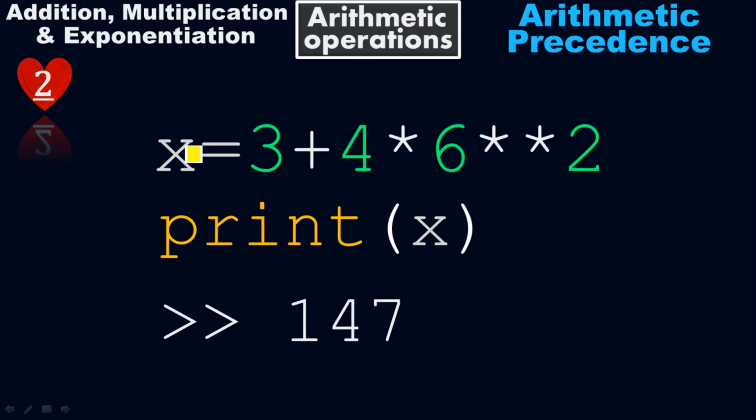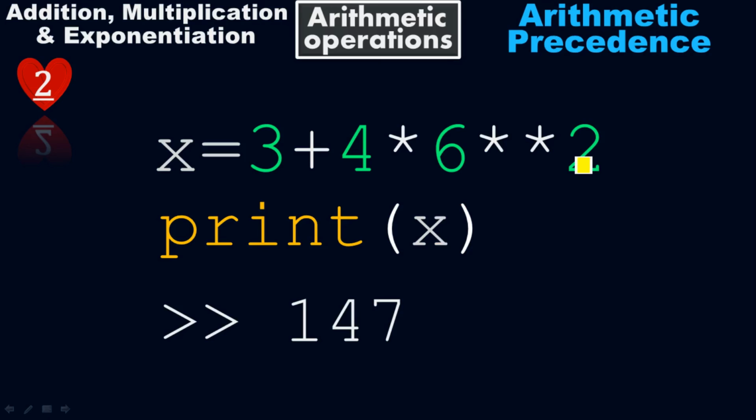What is x? x is the variable name. It is the identifier. It is the placeholder for this whole expression. This is my expression with the addition, multiplication, and exponentiation operators. So whenever you want to call this expression, this information, you must call x. It is the name. In computer memory, this whole expression has been saved with the name x. So you need to call x. Therefore, print of x will return 147.